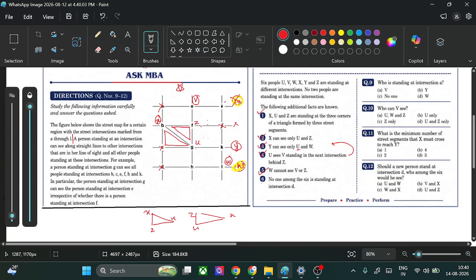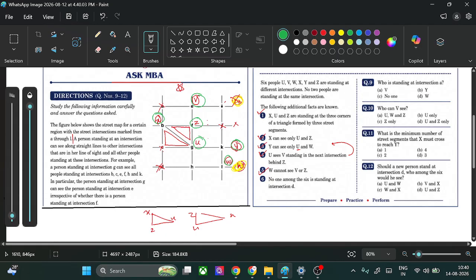Now, no one among the six is standing at the intersection D. It was already clear enough at the starting point only that X has to see only Z and U. So in that case, nobody will take the placement at D. Now let me check how many placements we have done. X is sitting at D, Z is F, then V, this is U, and this is Y, and this is W. Now we need to re-verify whether whatever points we have written here fulfill the given conditions or not.